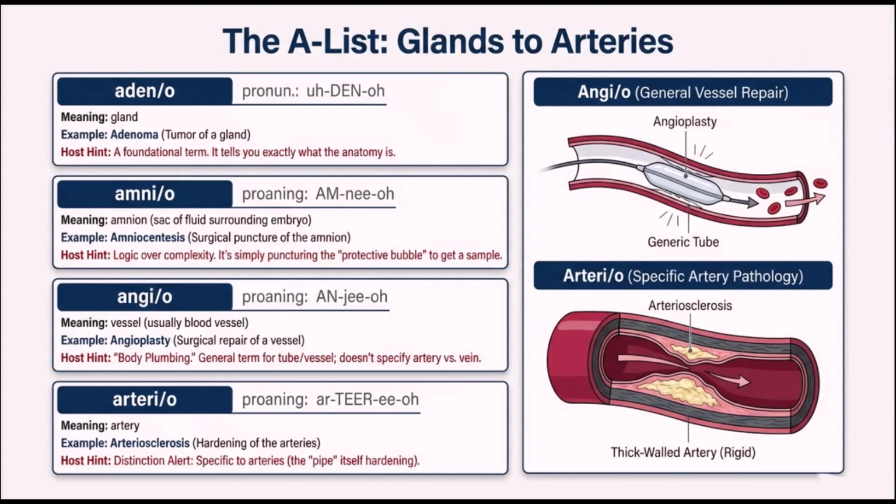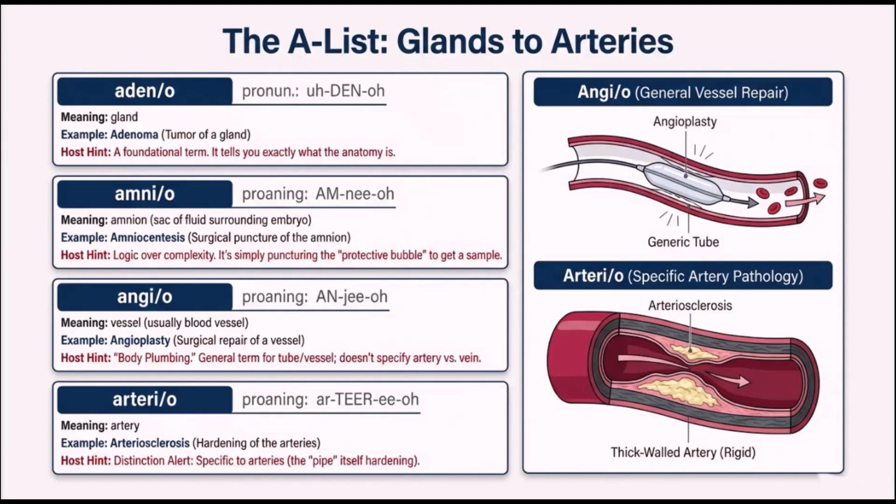First up is adeno. Okay, so pronunciation is A-D-E-N-O. And it just means gland. This is a foundational one. You see it everywhere. The classic context is in a word like adenoma. You break it down. Oma means tumor. So adenoma is a tumor of a gland. Simple. It tells you exactly what it is.